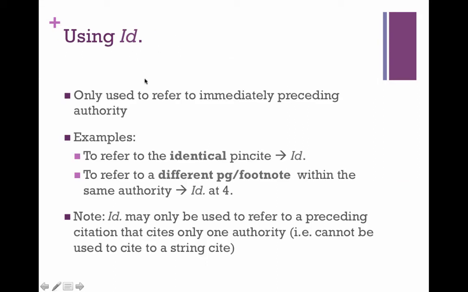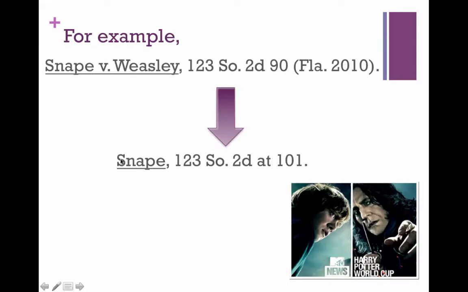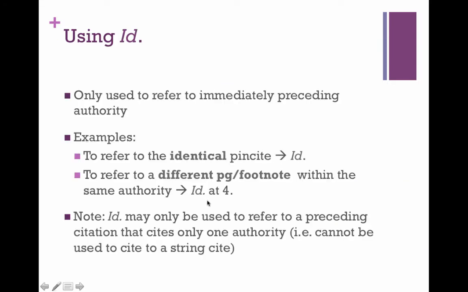The other short form citation is ID. So here it's ID and then the period should be either italicized or underlined, as opposed to here, where the comma is not included in that. You use ID if you're referring to an immediately preceding authority. So if in sentence 1 you cited to Snape v. Weasley and in sentence 2 you're using that case again, you can use ID. If it's an identical pin site, just put ID.